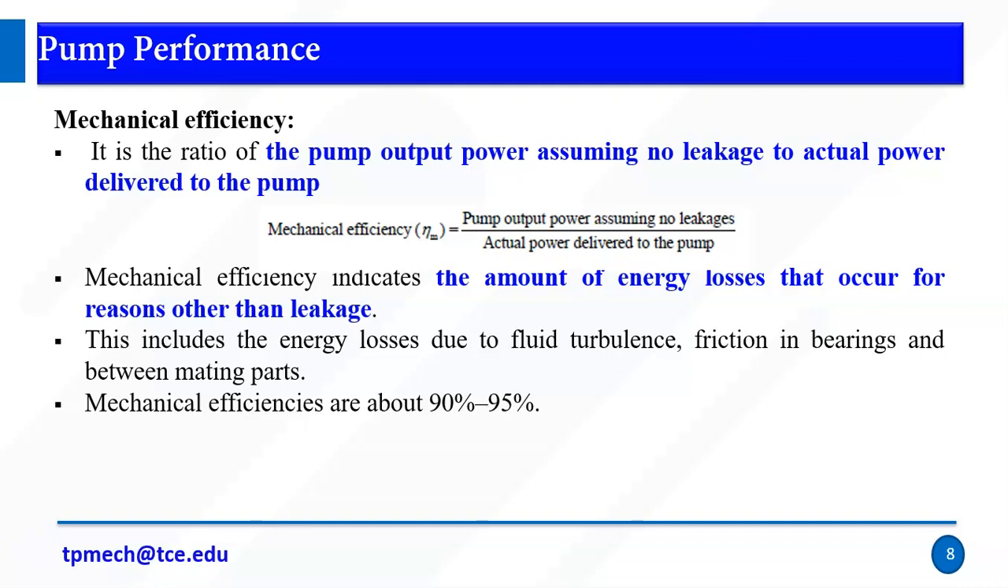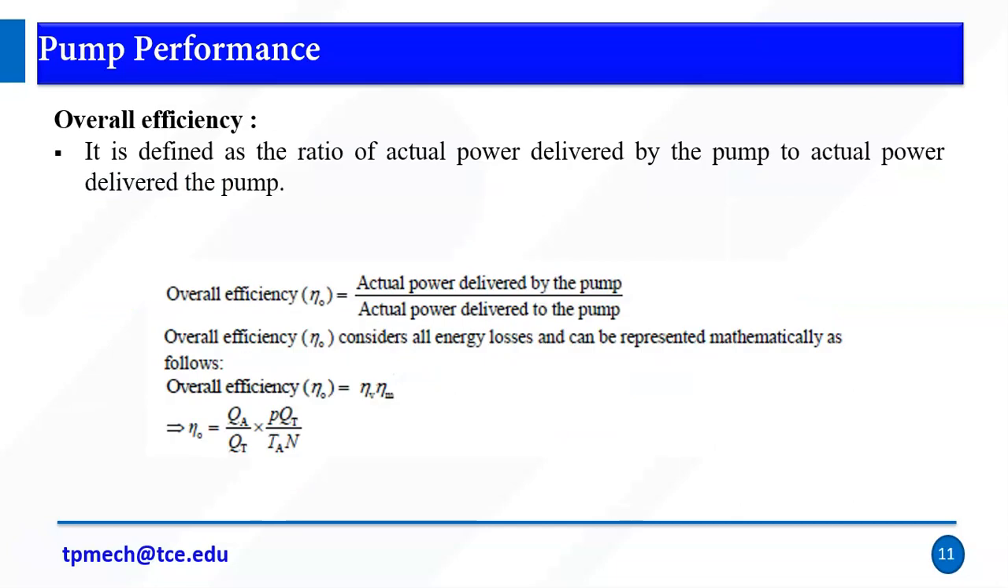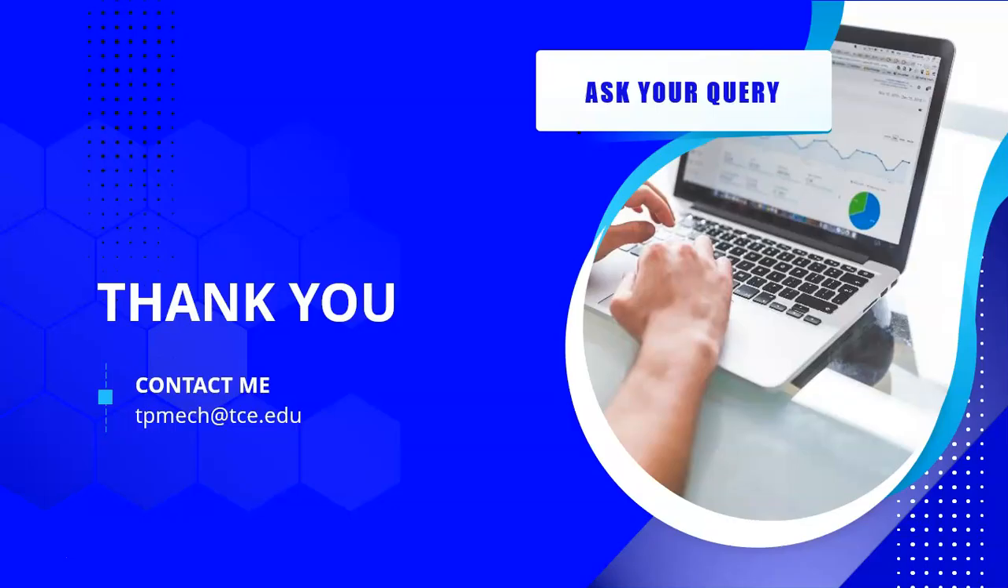So it is the output power assuming no leakages divided by actual power. In terms of torque, theoretical torque by actual torque. So the product of these two is the overall efficiency.